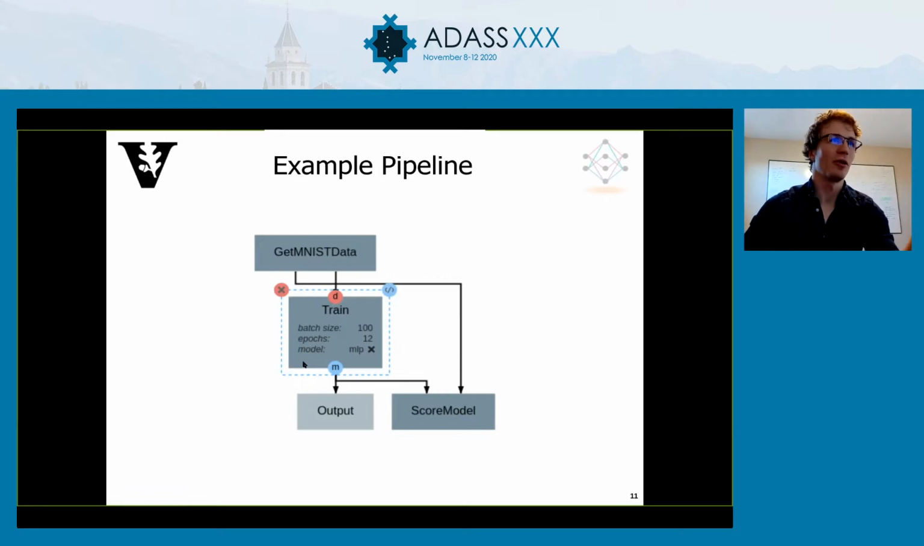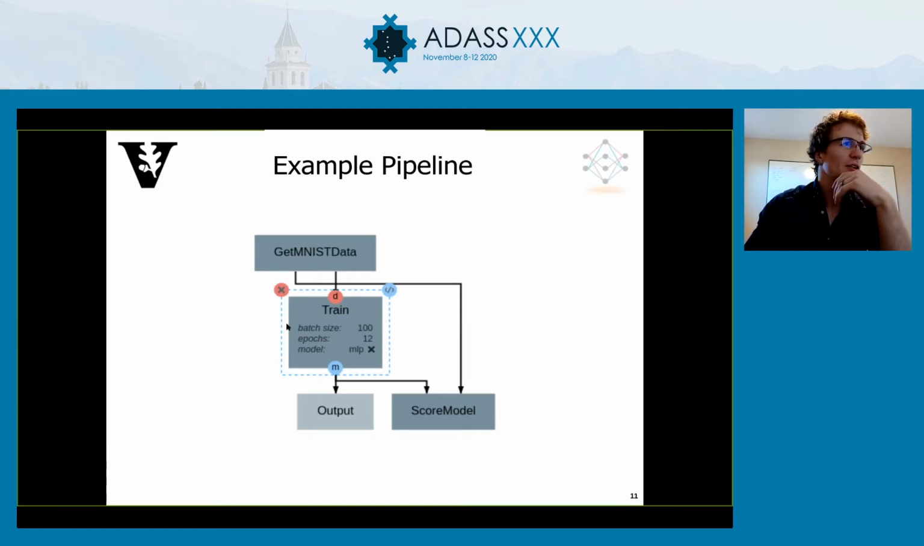I'm going to try to go through this somewhat quickly, but I wanted to lay the groundwork, so hopefully the transition into the tool itself is straightforward. One example pipeline here is this one, where at the top we have an operation that downloads the MNIST data set. It returns the training data to the train operation and the testing data, which is passed to the scoring operation.